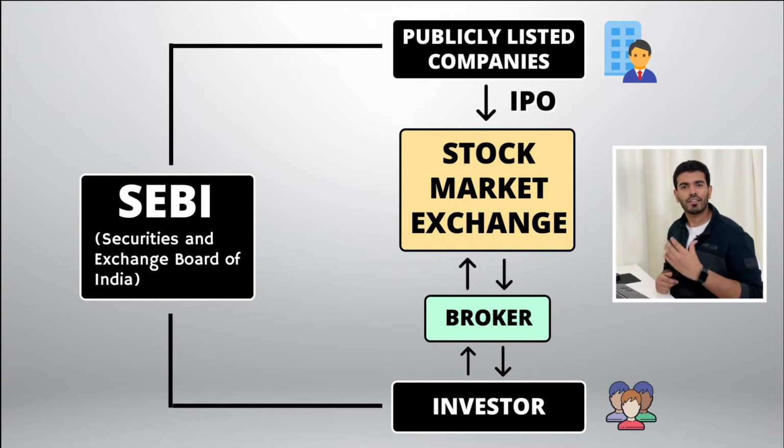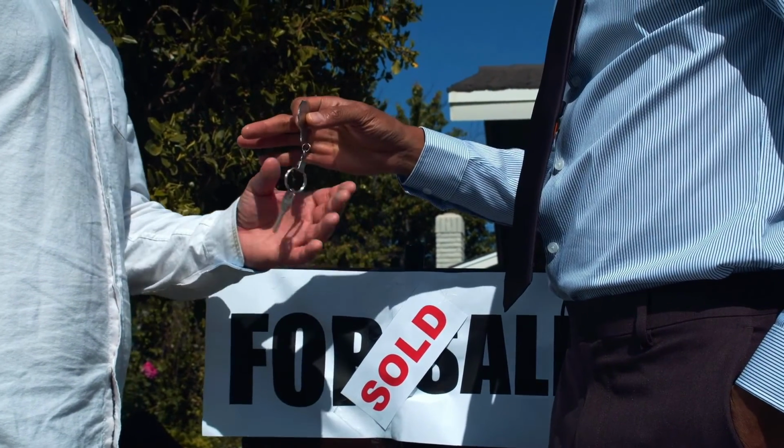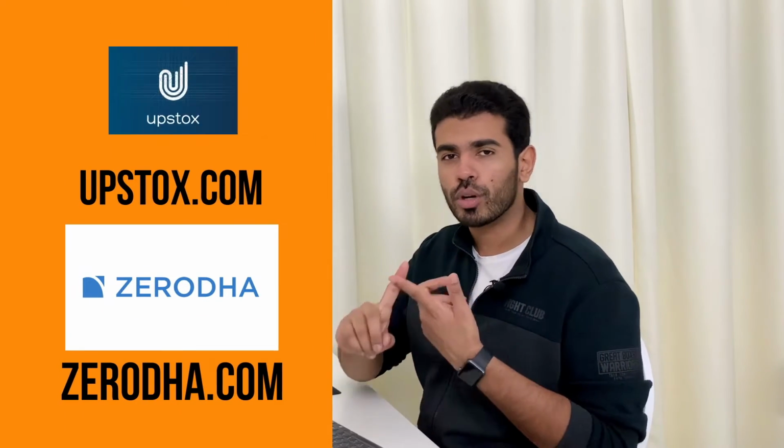It's like when you're buying real estate: you have a real estate agent. That agent is the one who deals with you and the owner. Similarly, in the case of the stock market, you have a broker. In India, the most popular brokers are Zerodha and Upstox. You can also use your banks as your broker.